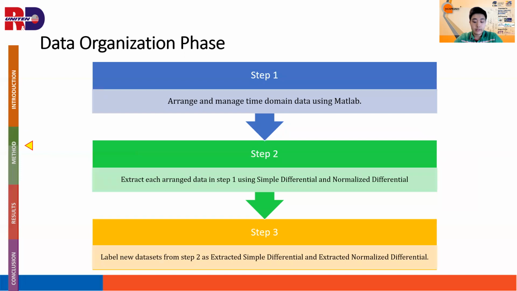In data organization, the first step is to arrange and manage time domain data, which are PZT pulse waves of 300 Hz, 700 Hz, and 900 Hz using MATLAB. Second is to extract each arranged data in step 1 using the simple differential and normalized differential method. And lastly, create two new data sets produced in step 2 and label them as extracted simple differential and extracted normalized differential.